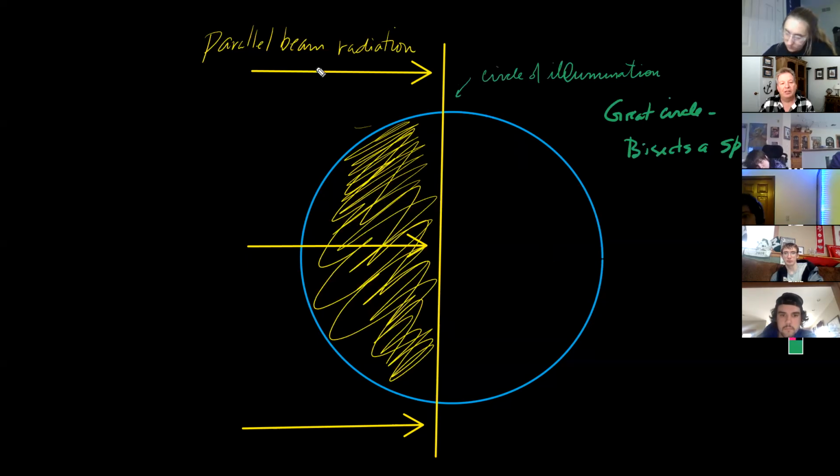Okay? And that's because of parallel beam radiation. Parallel beam radiation means that the sun's radiation is coming to us here, because it's so far away, by the time it gets here, all the radiation is coming from the same direction. In other words, if everybody on the planet was looking at the sun and they all pointed toward it, they would all be pointing in the same direction. Okay? Does that make sense?